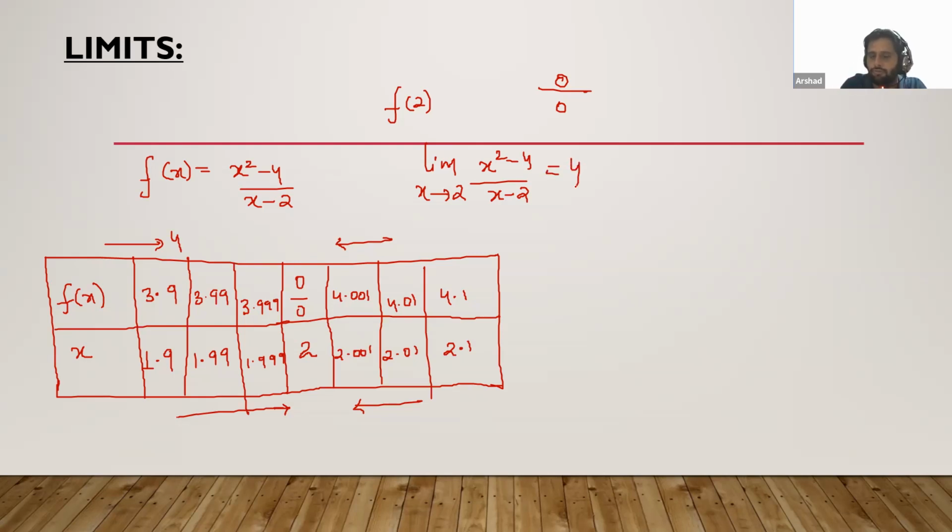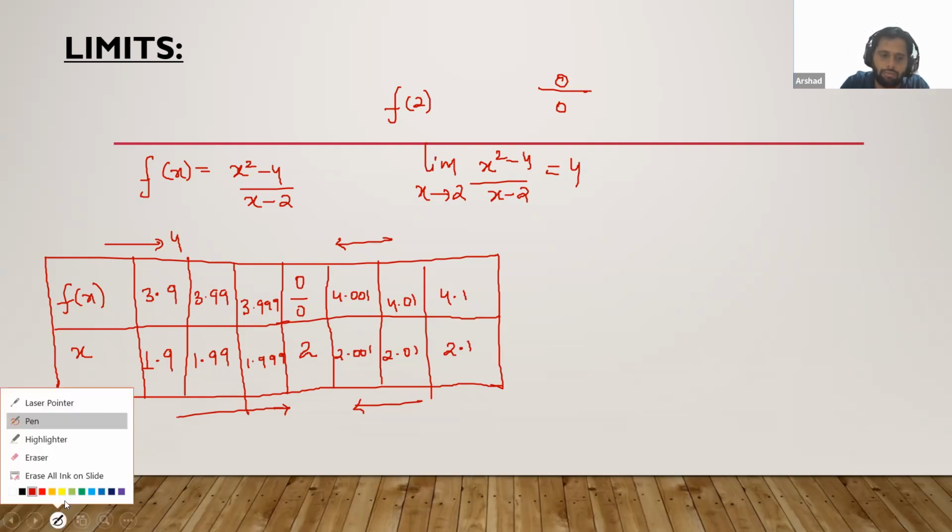F(2) does not exist. Whether a function exists or does not exist at that point does not affect the limit. Here the value of the limit is 4, because the function approaches 4 when x approaches 2. We will take the same concept again when we do the LHL and RHL of the limit.